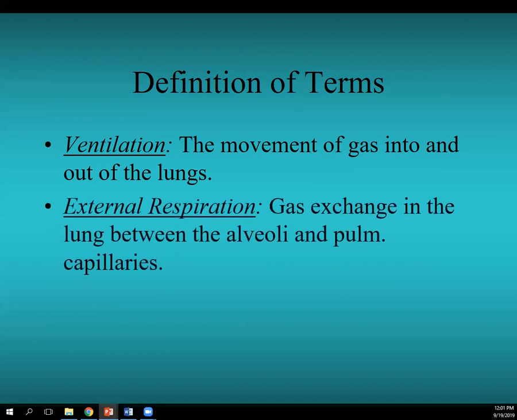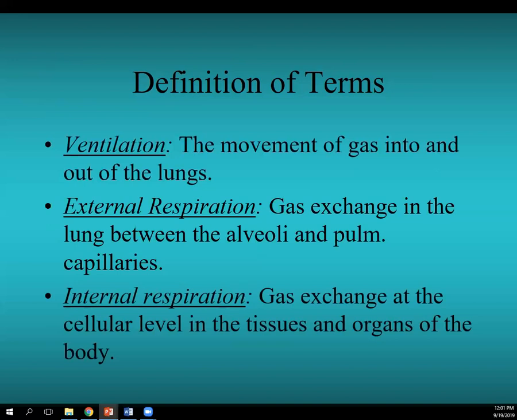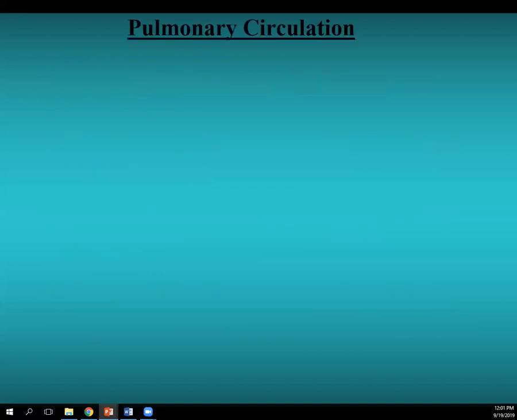External respiration deals with gas exchange in the lung between the alveoli and the pulmonary capillaries. The last term we're going to talk about here is internal respiration, and that deals with gas exchange at the cellular level in the tissues and the organs of the body. Those are a few terms to make a mental note of. You will see these again on your exam for Unit 2, so make sure you memorize that information, or at least be familiar enough with it that if you see it as a question, you know which one deals with which area.